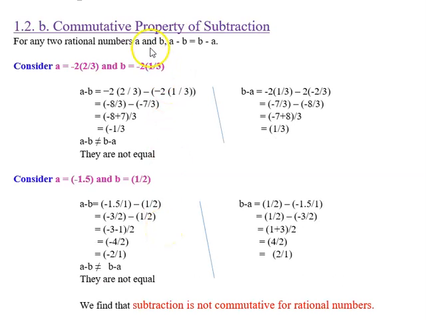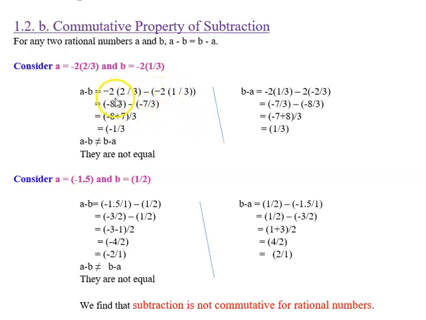Now, we will check the second property, that is the commutative property of subtraction. For any two rational numbers a and b, a minus b is equal to b minus a. We will check whether this is satisfied or not. Now we will see that with an example. We take rational number a equal to negative 2 times 2 over 3 and b is negative 2 times 1 over 3. Now we will find a minus b first. So, a is negative 2 times 2 over 3 minus of negative 2 times 1 over 3.